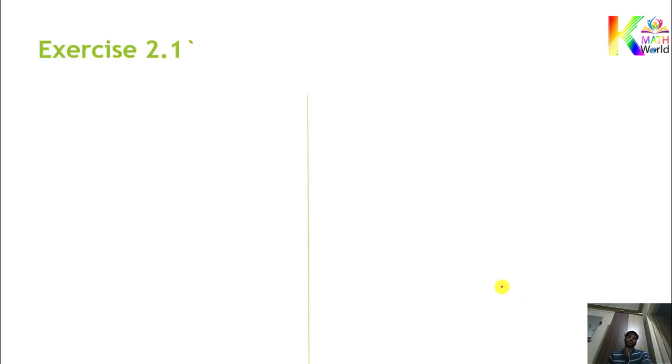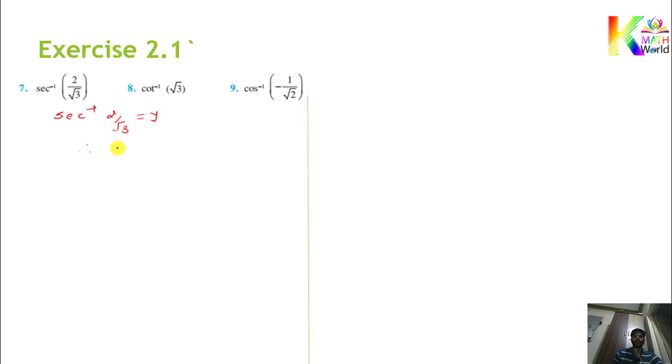Okay, see the next question by the same way. Question number 6: sec inverse of 2 by root 3. Suppose we want to calculate, then by the same way, we can consider 2 by root 3 as y. Then remove this sec inverse, so on this side it will convert to the sec function. So 2 by root 3 equals sec y.